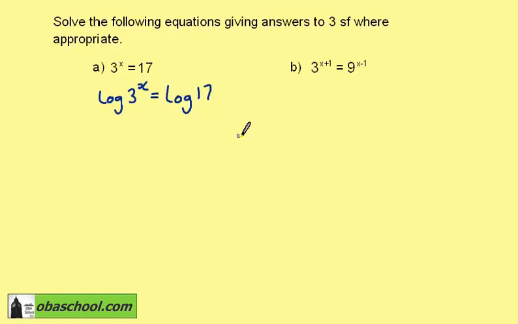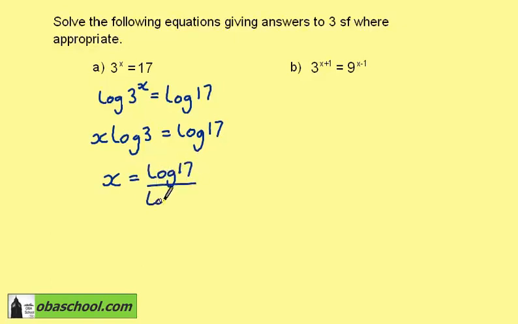Once we've taken logarithms of both sides, we can start to work with the equation. We can use our log law here to write this as x times log 3. This is equal to log 17. And then dividing both sides by log 3, we get x is equal to log 17 divided by log 3. And this calculates to give us 2.58, correct to three significant figures.